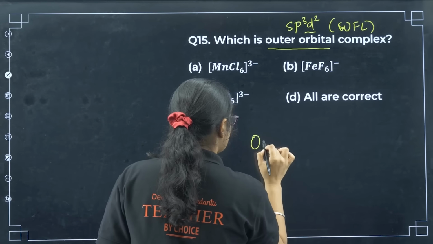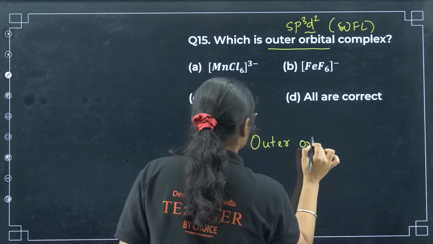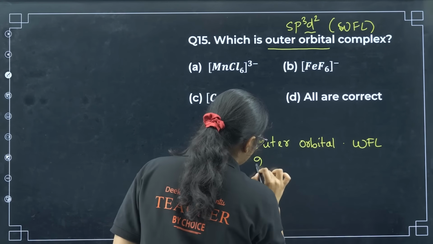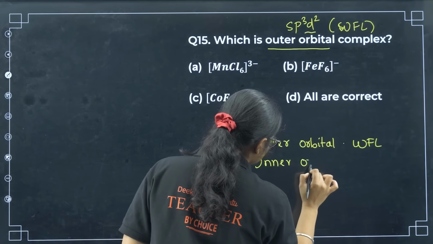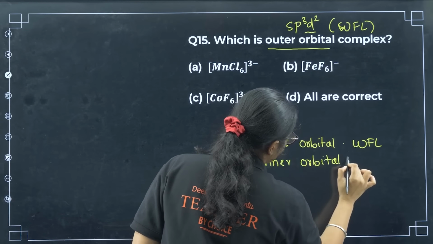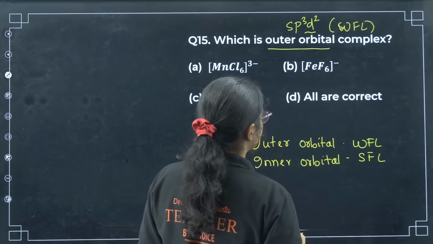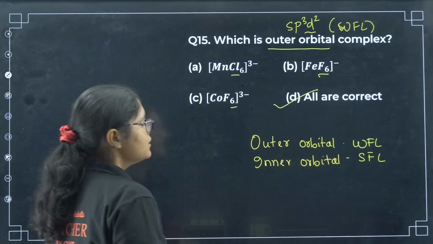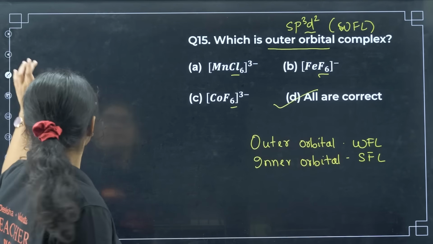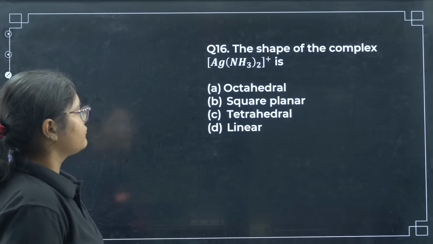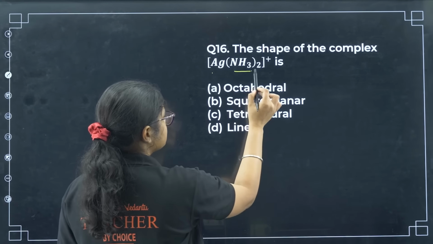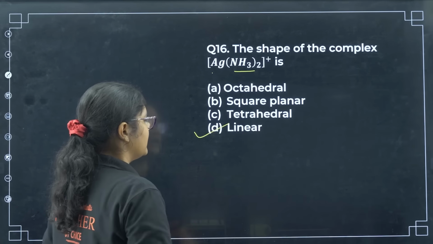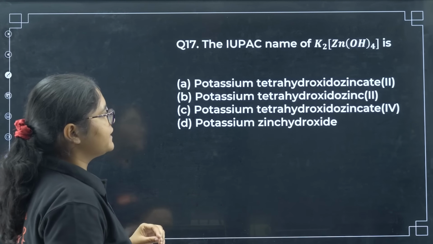So just write down this one. If I want outer orbital, then I should have a weak field ligand, and for inner orbital I should have a strong field ligand. Okay, so here you can see all are weak field ligands, so all of them will give you outer orbital complex. Next, the shape of the complex Ag(NH3)2. There are only 2 ligands, and if there are 2 ligands, the shape is always linear. So option number D.